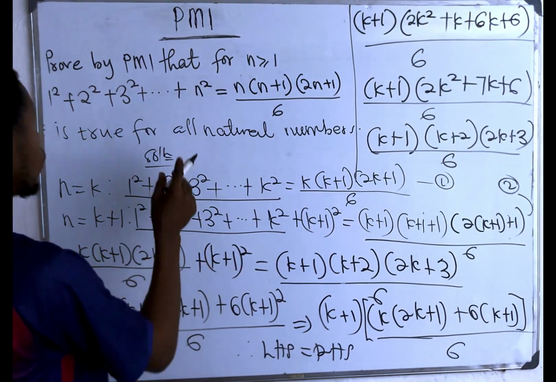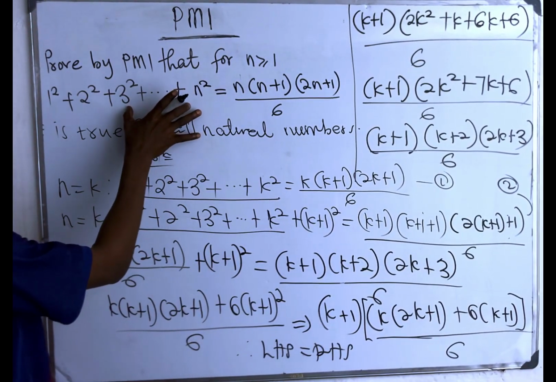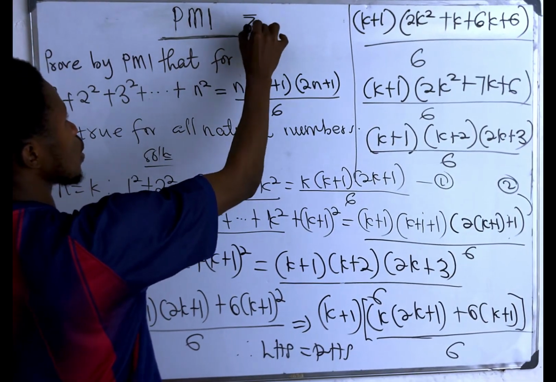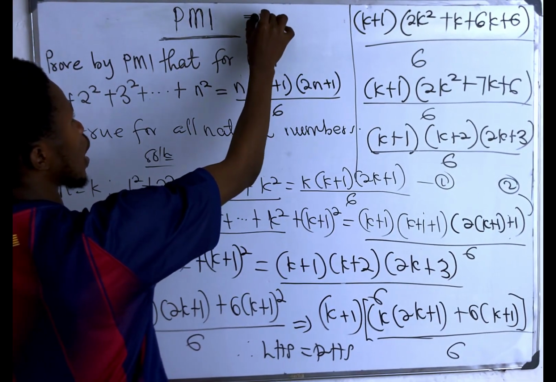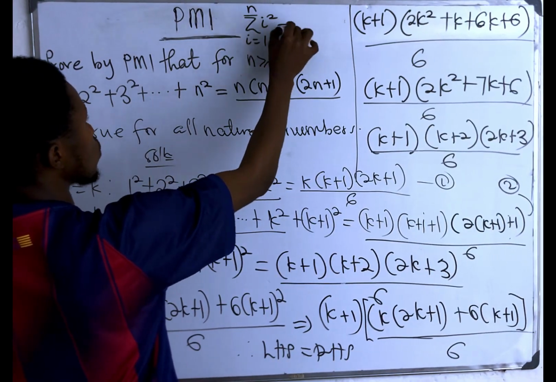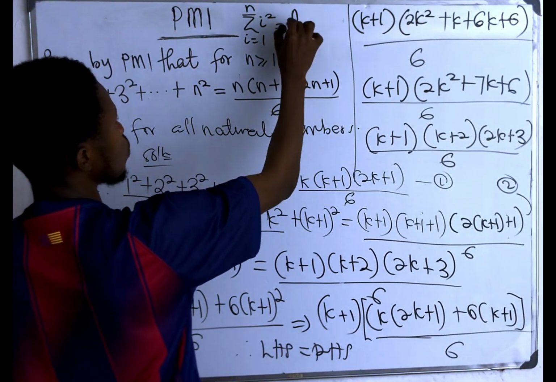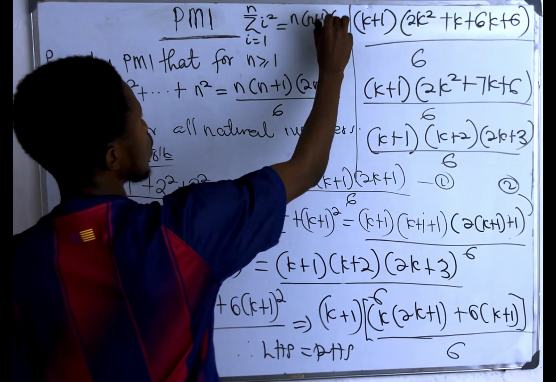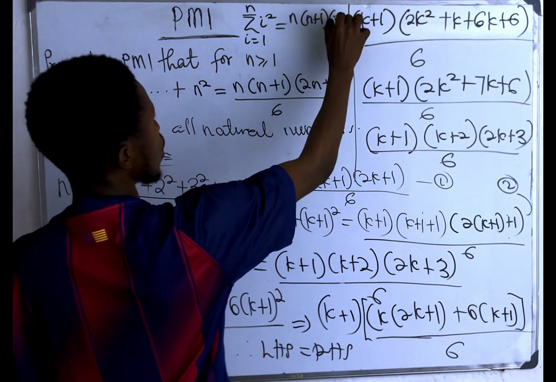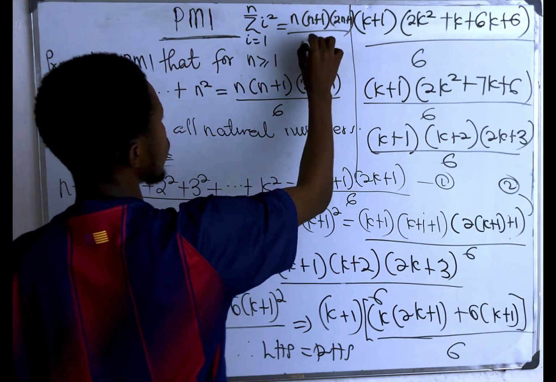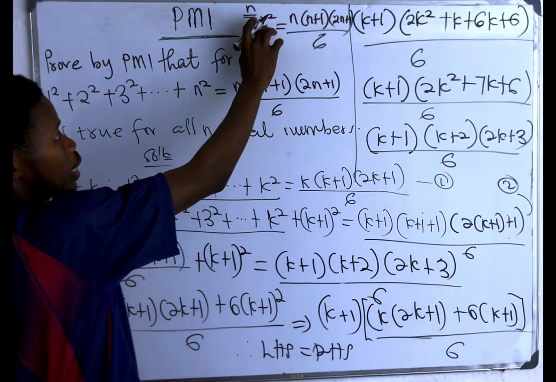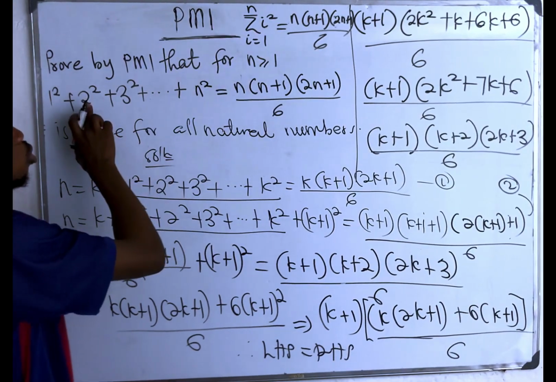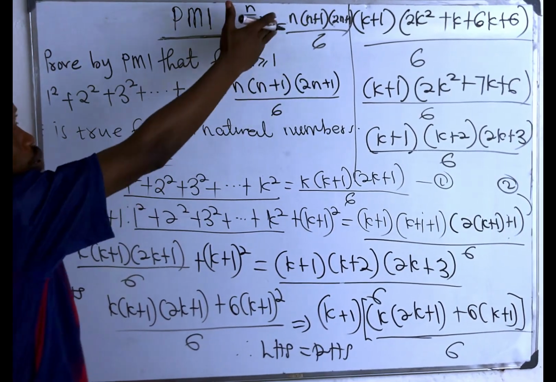Again, this one can be written as the summation, which is like this: the sum from i equals 1 to n of i squared equals n(n + 1)(2n + 1) all divided by 6. So you see that there's a square. It means that if I put 1 squared, I'll get 1. 2 squared, that is 4. Like that, up to n squared.